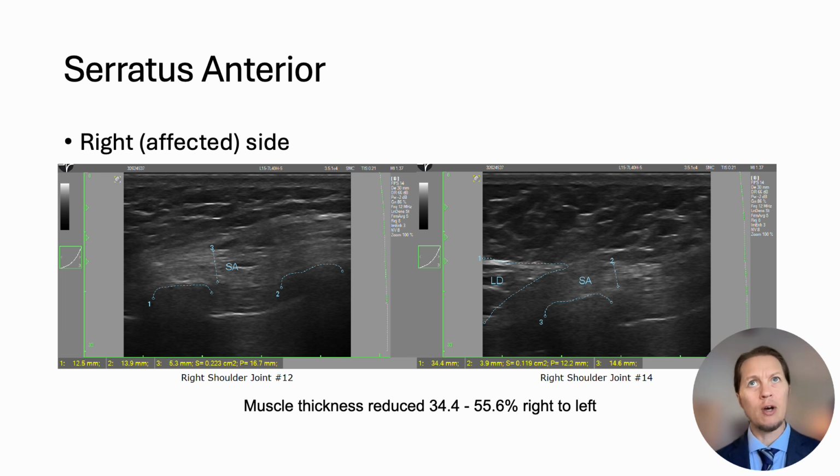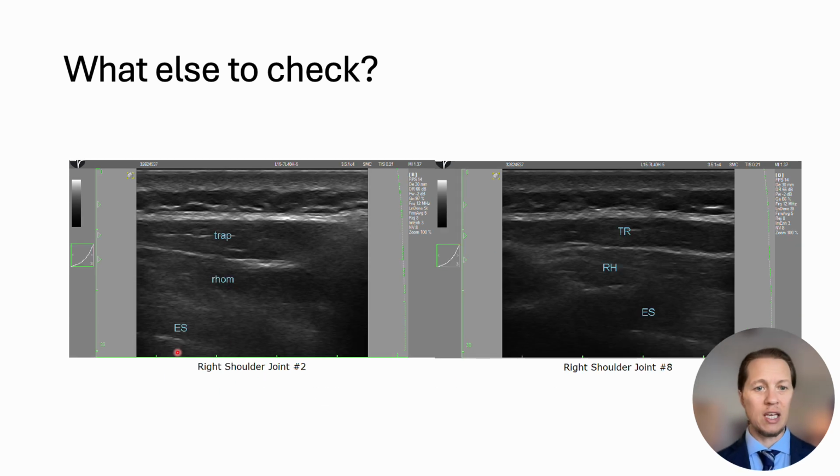I'm going to do a video on ultrasound in scapular winging. So watch out for that one. It's coming, where I can review all these different positions in terms of how to get these views here.